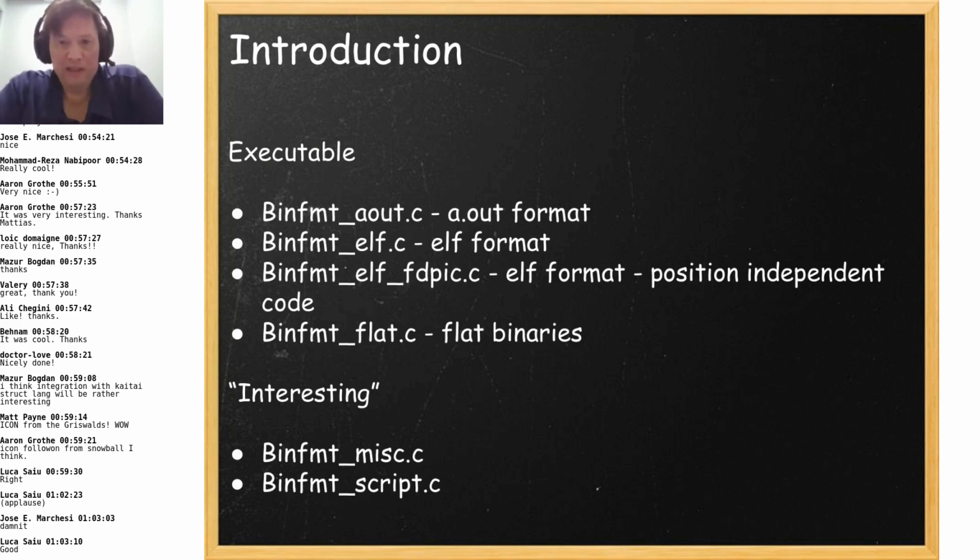So a little bit more about the executables. There's a file called binfmt_aout, which understands the a.out format. There's binfmt_elf, which understands the ELF format. There's the FDPIC ELF format, which is position independent code. And there's flat binaries, which is just a file without a header or anything like that. It's just executable instructions. So it's kind of interesting. And there's binfmt_misc.c and binfmt_script.c.